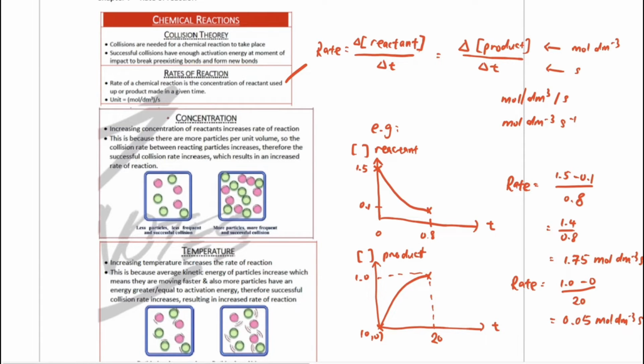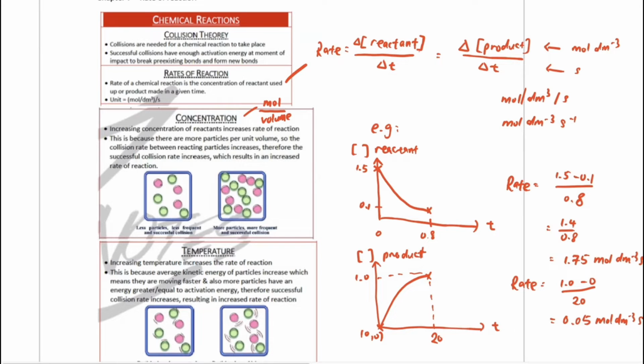Okay. Now we look at the next subtopic, concentration. We already know a little bit on concentration, where I said concentration has the unit of mole per dm cube. That means concentration is the number of moles divided by the volume. Mole over volume. Increasing the concentration of reactants increases the rate of reaction, so we have to know how to explain this.